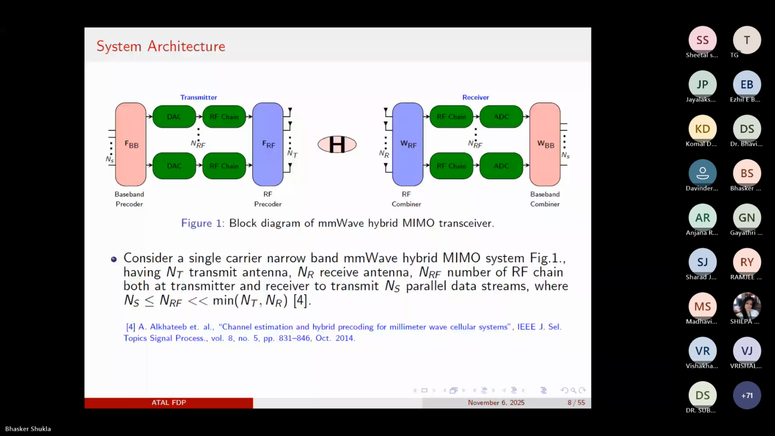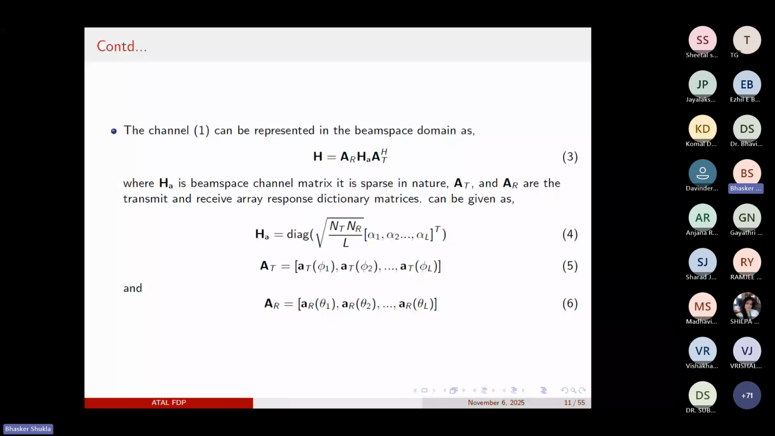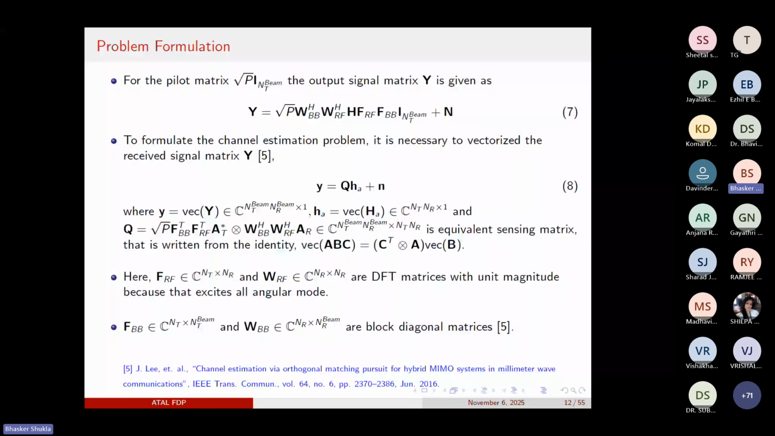the pilot signal. So here the equation, that is 7, in the same way we can write the equation: WBB, that is the baseband combiner matrix, WRF, that is the RF combiner matrix, and H, that is the channel between transmitter and receiver, FRF, that is the RF precoder at the transmitter side, and FBB, that is the baseband precoder at the transmitter side.